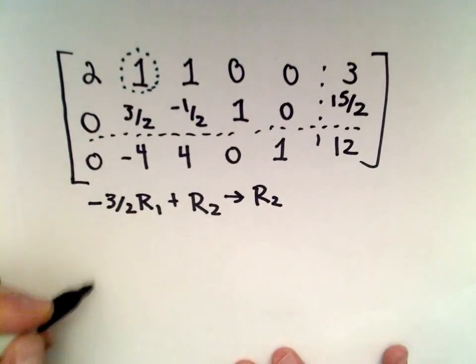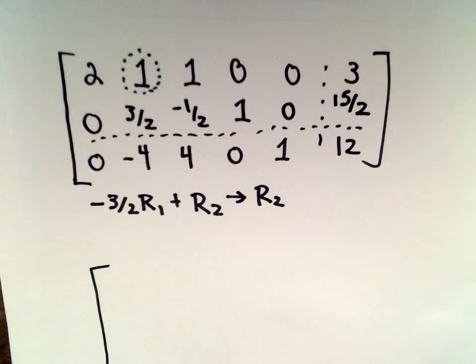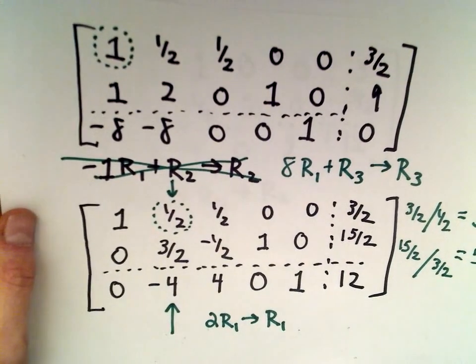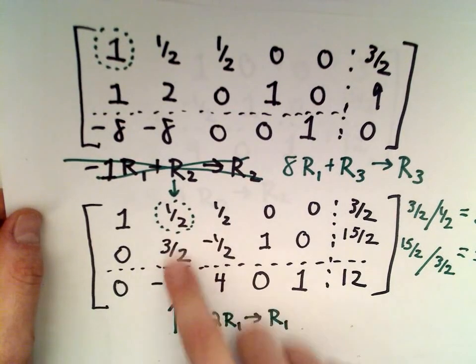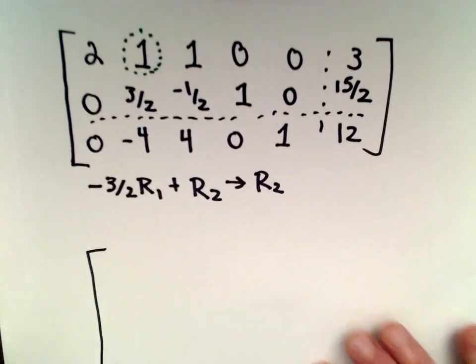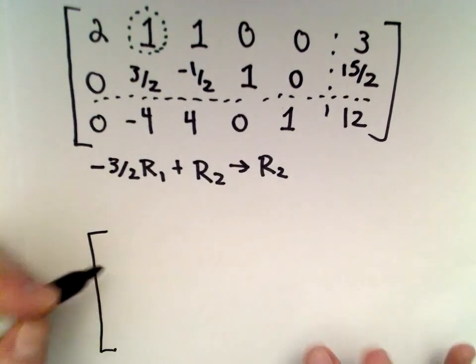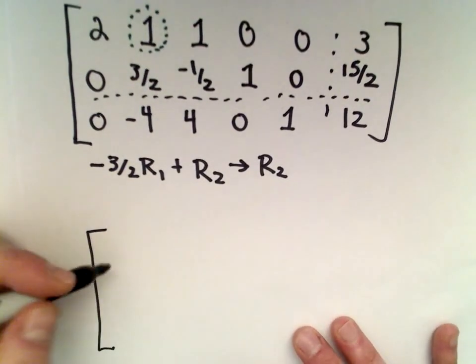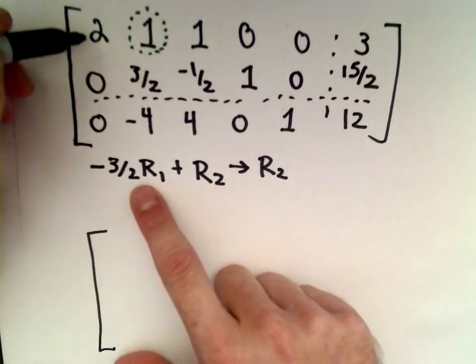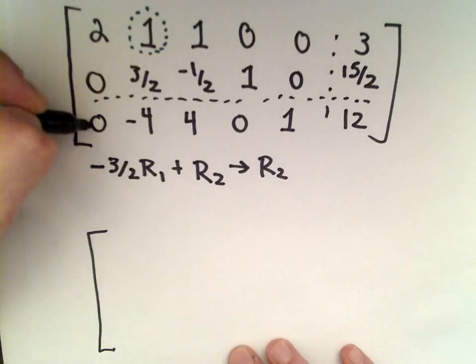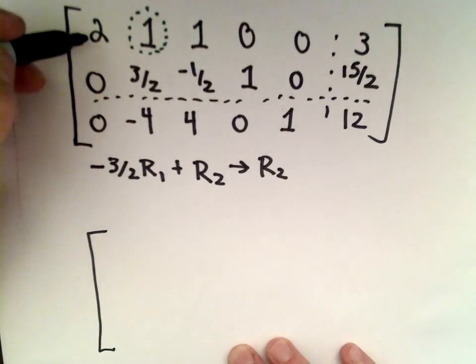So let's do that step here. Sometimes there are some arithmetic shortcuts that you can maybe take, but let's just do it this way for now, because this is more efficient. So, negative 3 halves times 2, that's going to give us negative 3, plus 0, that's going to leave me with, where did I go here?